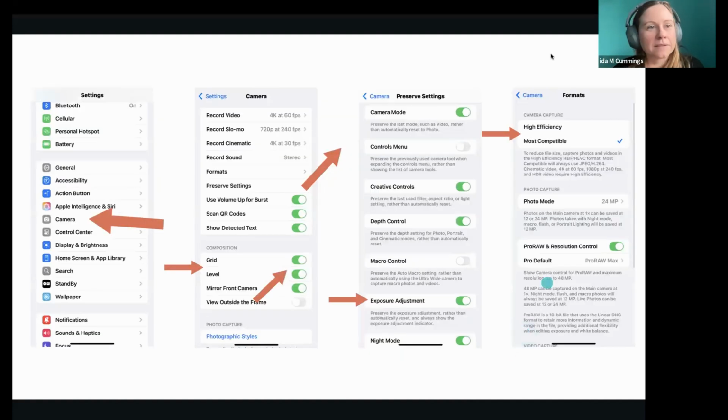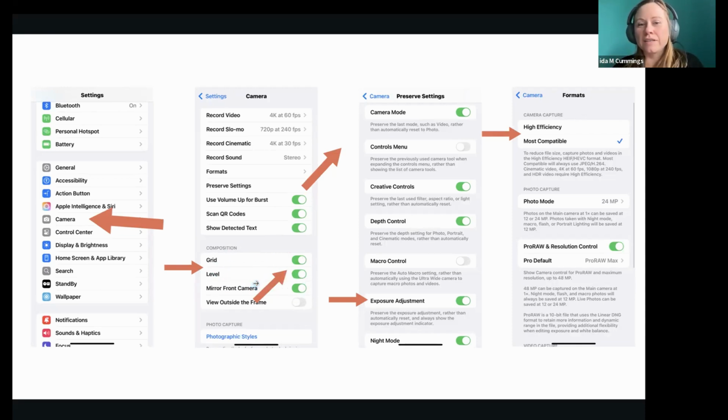So how do we do this? If you go into your settings, you can see your camera settings. There you're going to see composition. You're going to see your grid. Turn that on. You're going to see your level. Turn that on. I like to mirror my front camera because I like to see myself in the mirror, that's what I'm used to when I take photos of myself. But that doesn't matter. I just have that one on too. But the grid and the level, those need to be set on.